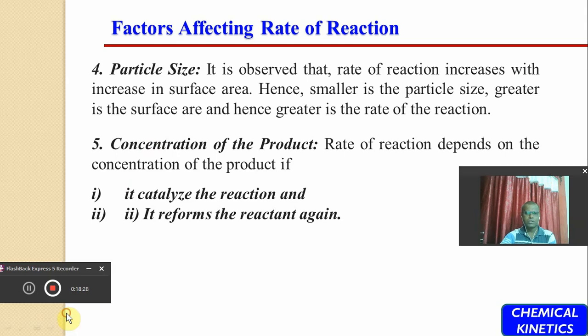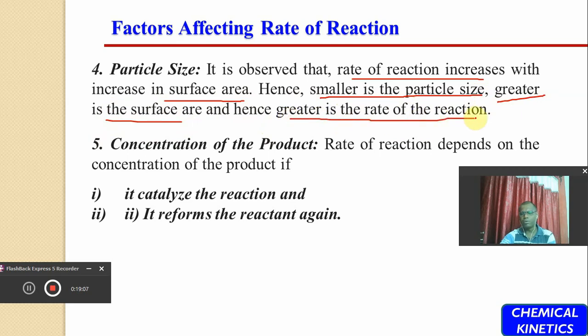The fourth factor on which the rate of reaction depends is the particle size of the reactant molecule. Generally the rate of any chemical reaction increases with the increase in surface area of the reactant, and this surface area can be increased by decreasing particle size. It means that if the particle size is smaller, the surface area will be greater. It is a matter of imagination, and I think you can imagine it very well. Hence, if the particle size is smaller, the surface area is greater, and so the rate of reaction is greater.